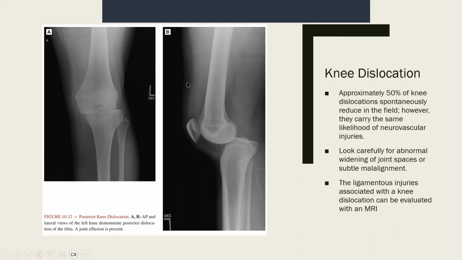So generally on the radiology, what you normally see is this type of picture with your femur being anteriorly displaced and then your tibia being quite posteriorly displaced. It's not a difficult diagnosis on radiology. The problem for most people is management of this condition.